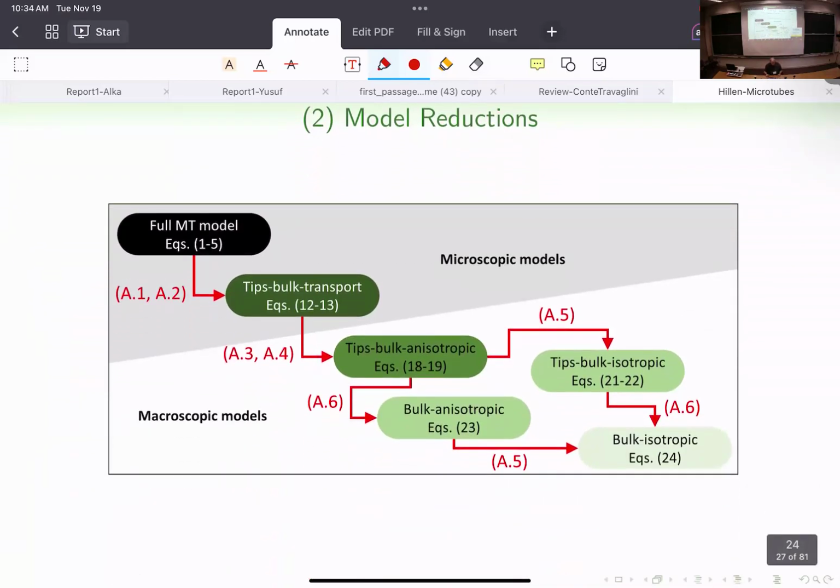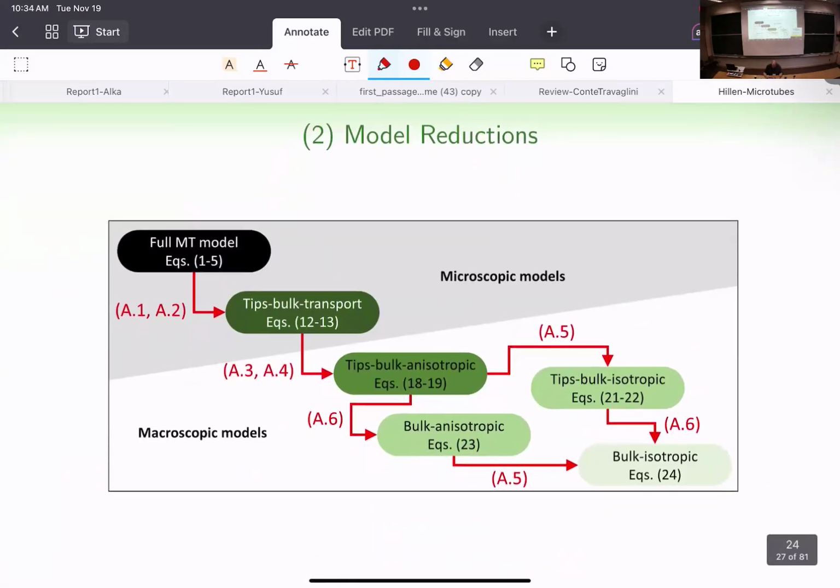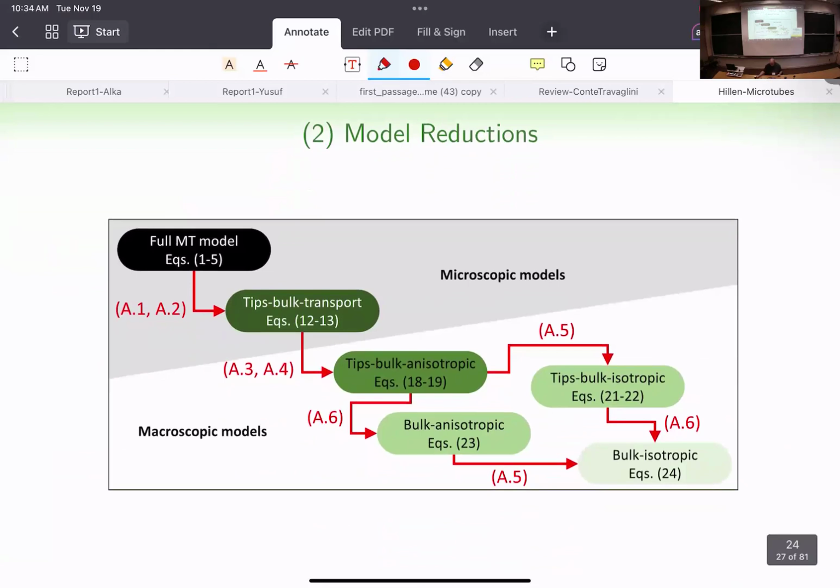Now, this model is still too complicated to be used. This 1-dimensional simulation is already very costly for a transport equation, and it takes several days to run. I think this simulation actually took 2 weeks to run. So this is not very useful. And it's 1-dimensional, and a tumor is 3-dimensional. So what we need is to reduce the model to something simpler.